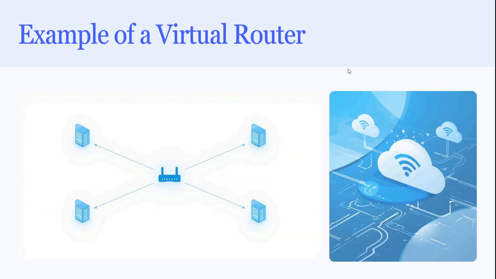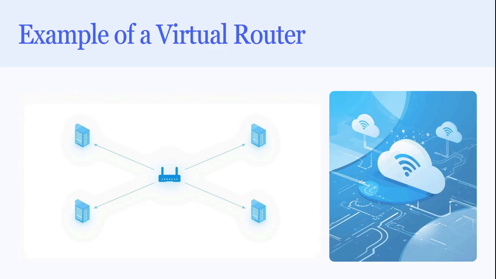A good example of NFV is a virtual router. Instead of buying a physical hardware router from a vendor like Cisco, an ISP can deploy a virtual router on a virtual machine or even a container. It runs on general purpose servers using hypervisors like VMware or KVM. This makes updates, scaling back, and migrations much easier as compared to physical hardware.